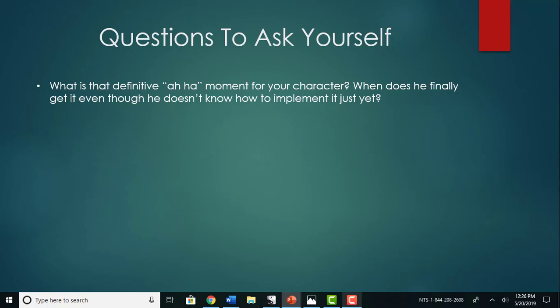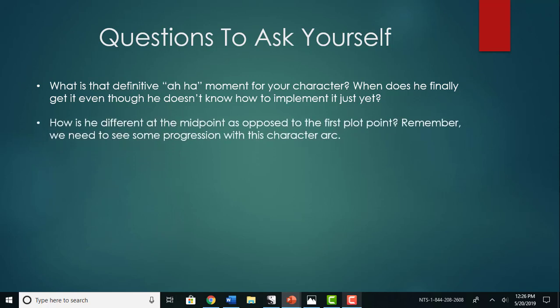So here are some questions to ask yourself. What is that definitive aha moment for your character? When does he finally get it, even though he doesn't know how to implement it just yet? How is he different at the midpoint as opposed to the first plot point? So remember, we need to see some progression with this character arc.